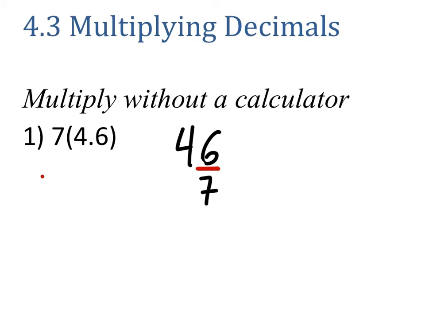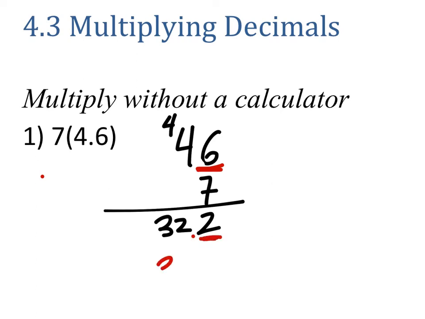So by multiplying these, 7 times 6 is 42, carry the 4. 7 times 4 is 28, plus 4 is 32. So we have 322, but we still need this place value from the original decimal, so I just make it that 2, and this ends up being 32.2.